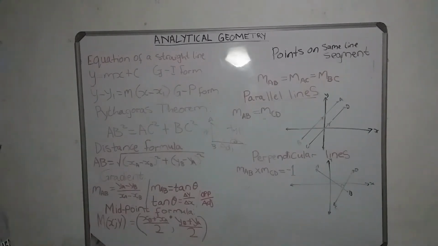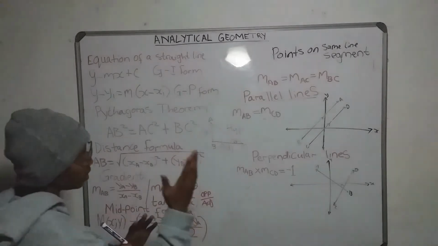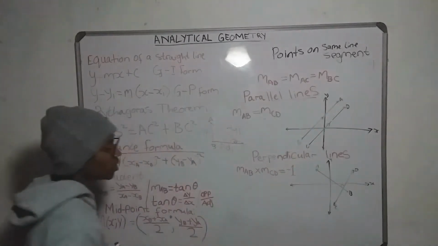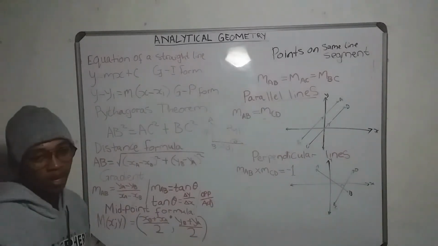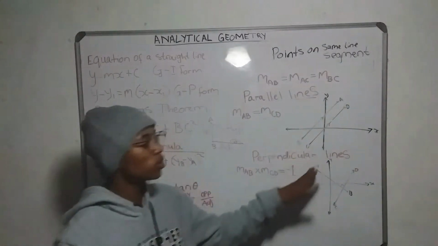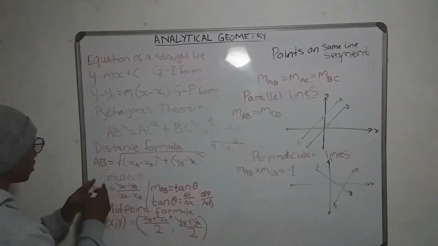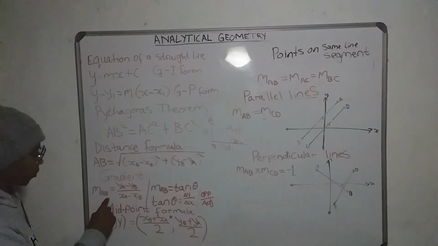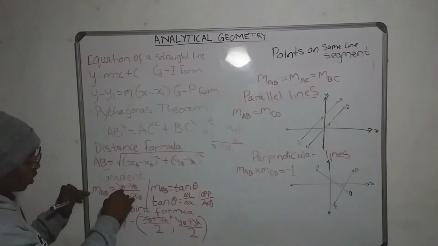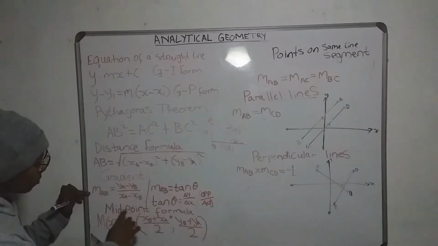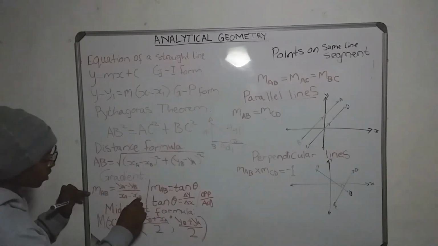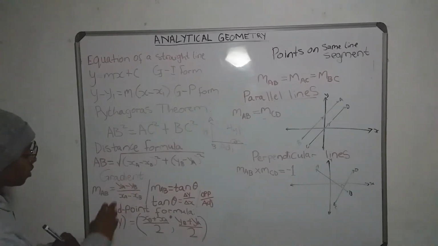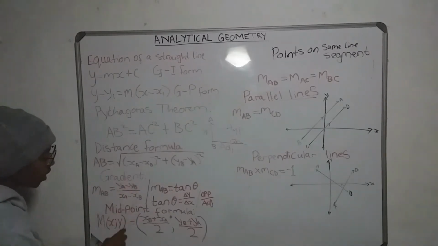And then we get to the gradient. The gradient is the steepness or the slope of the line that is given. You see, this line, it is inclined to a certain angle. So when you need the steepness of your line, this is what we use. The gradient of line AB equals (ya minus yb) divided by (xa minus xb). Mathematically, we just say changing y divided by changing x.